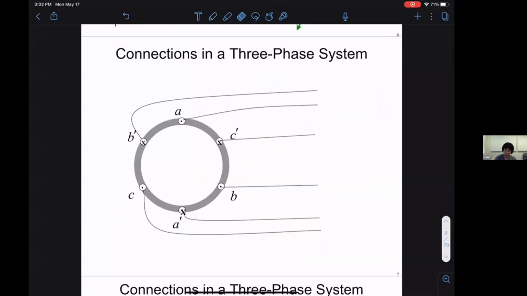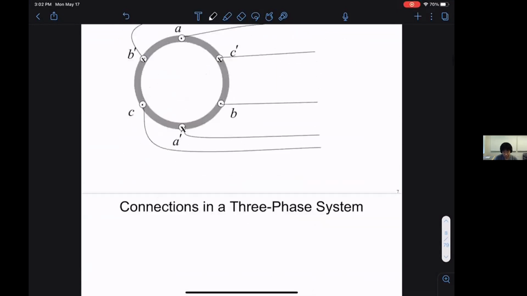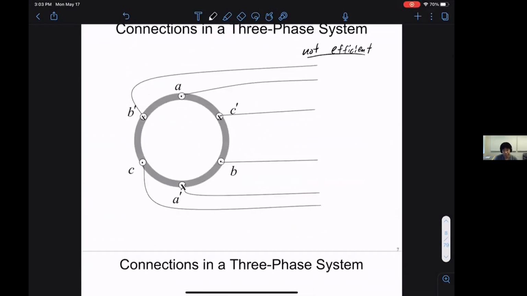This is no good. You don't want this. This misses the point of the three-phase system. Don't do this, it is not efficient. Otherwise we don't have to bother with three-phase. So what should I do with these wires? What do I do with the connection? We know the voltages are three-phase balanced, and I don't want to use 6 wires. Any ideas on what we can do?